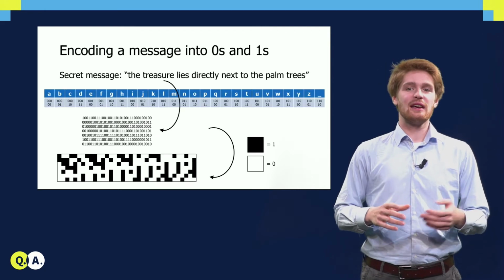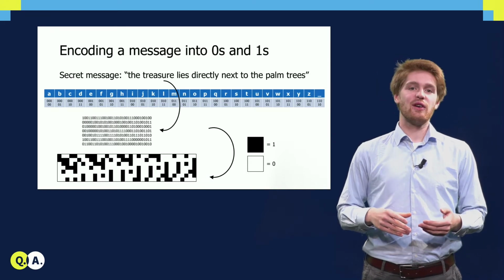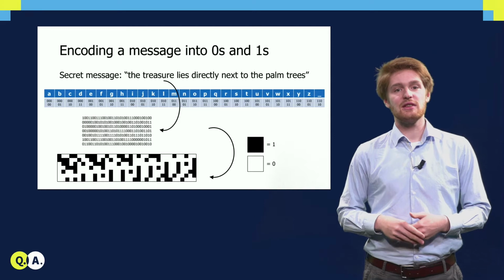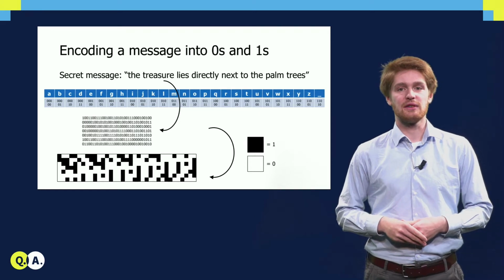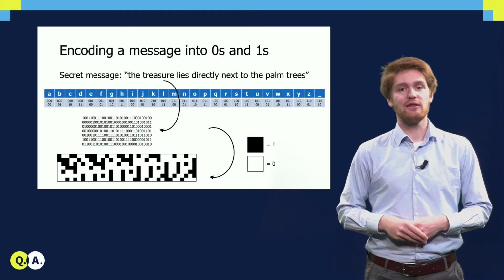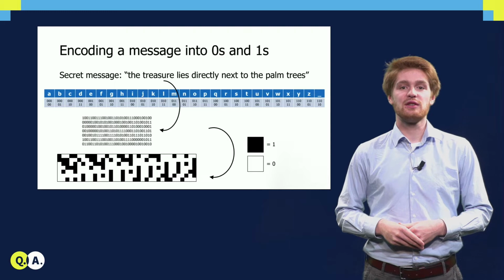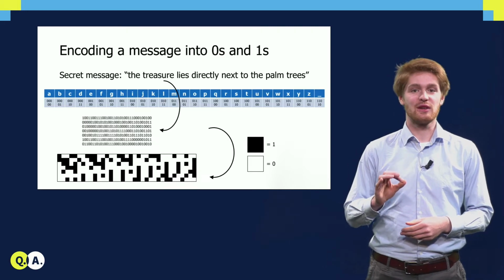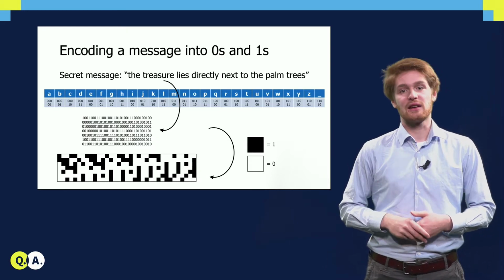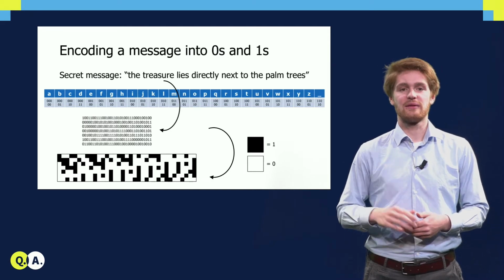First, let us translate a piece of text to a sequence of zeros and ones. Suppose we have the following secret message. The treasure lies directly next to the palm trees. For every letter, we have now made a sequence of 5 zeros and ones. For example, every letter A we encode using the sequence 0, 0, 0, 0, 0, and the letter T as 1, 0, 0, 1, 1.